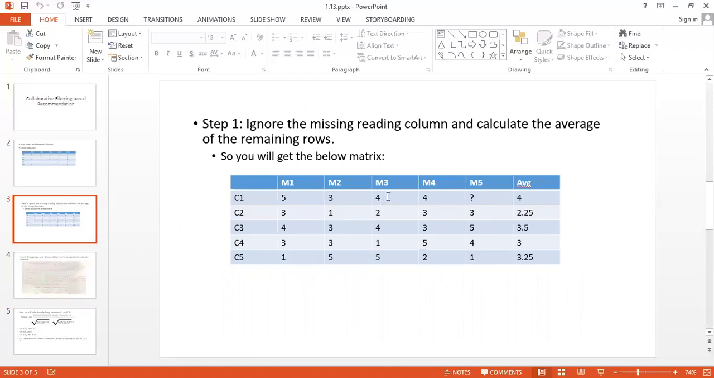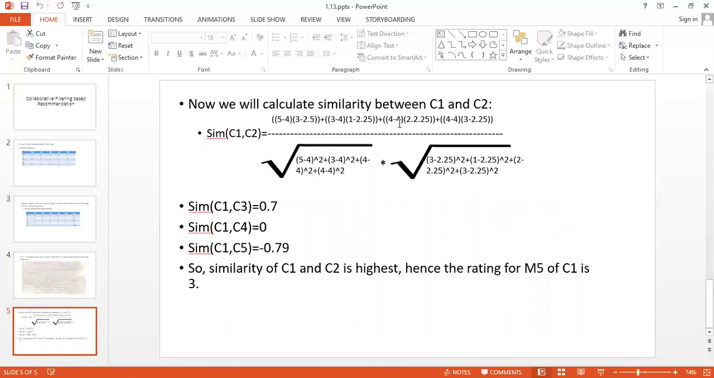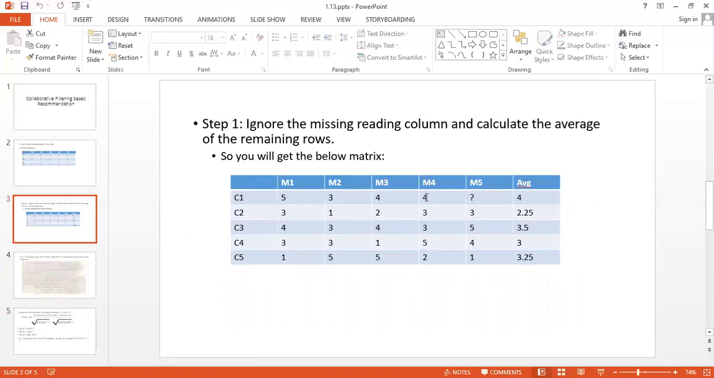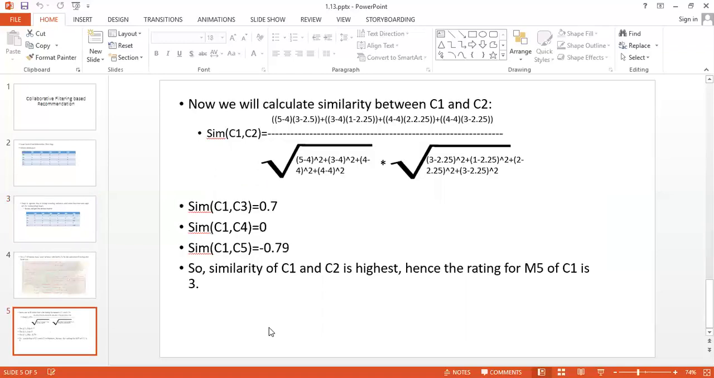Plus third value of first row minus its average, into third value of second row minus its average: 4 minus 4 into 2 minus 2.25. Okay, here the minus value is missing actually. Plus fourth value of first row minus average, into fourth value of second row minus average: 4 minus 4 into 3 minus 2.25. So these are the values.